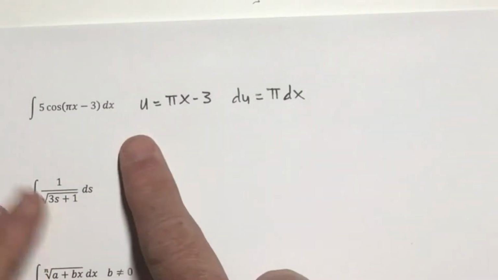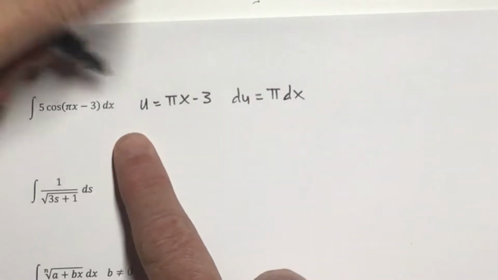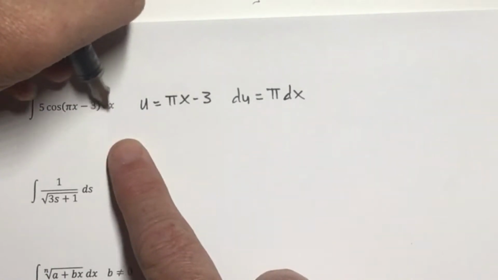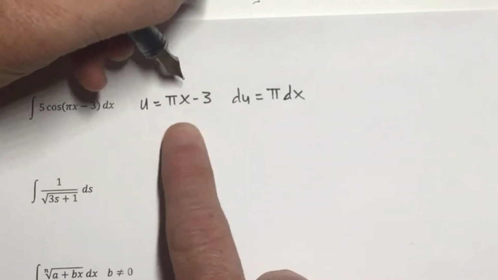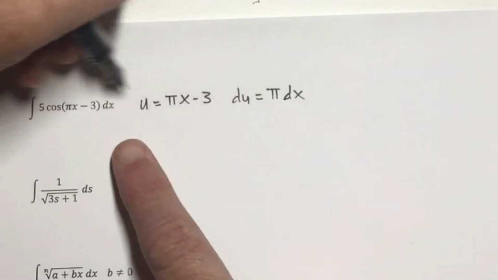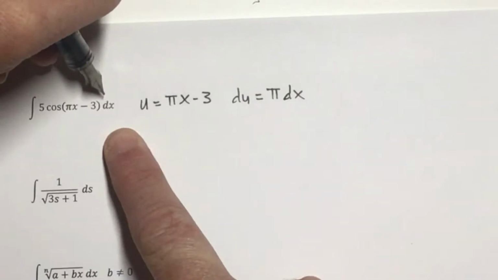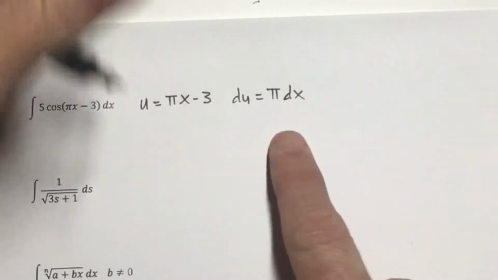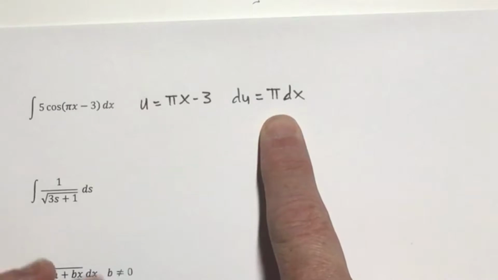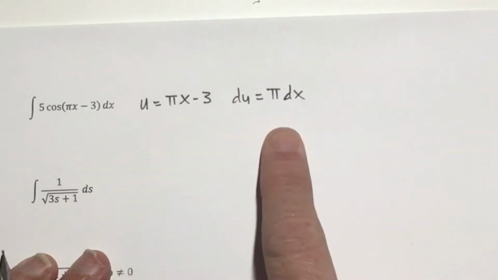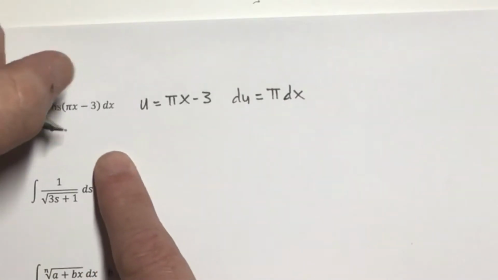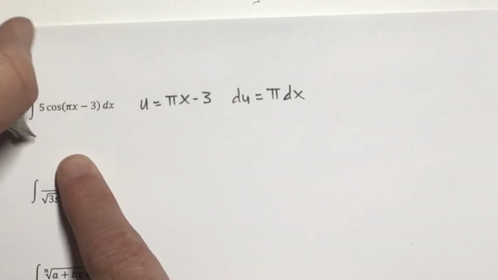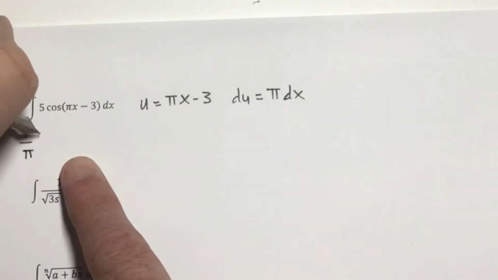In other words, I've got a dx here. So if I'm going to use U, then my du needs to account for that dx, and it does. There's a dx right there. But my du in this case also has a pi. I don't have a pi here, but that's okay. Because pi is a constant, I can counteract that by just putting a 1 over pi outside my integral.